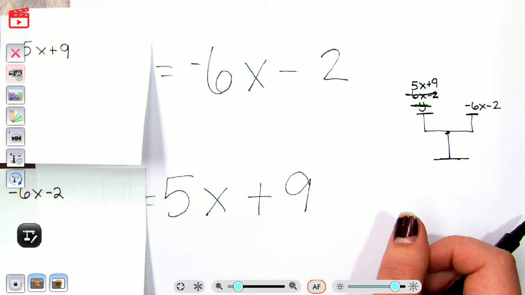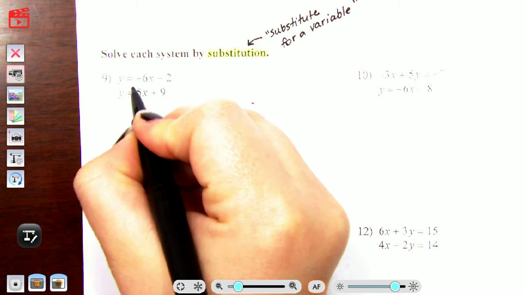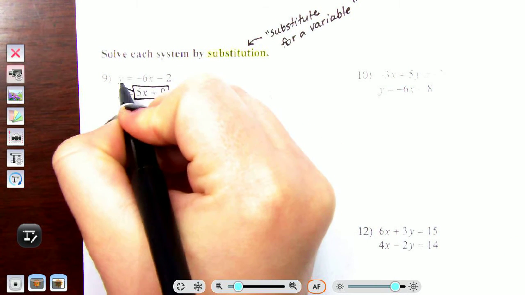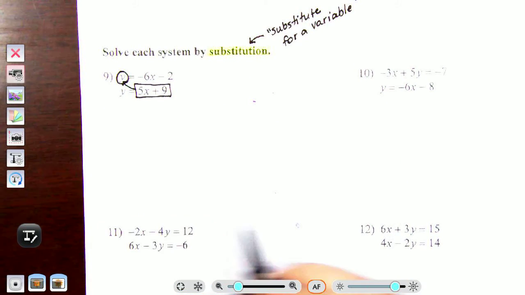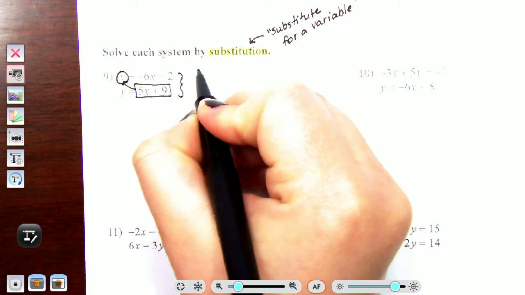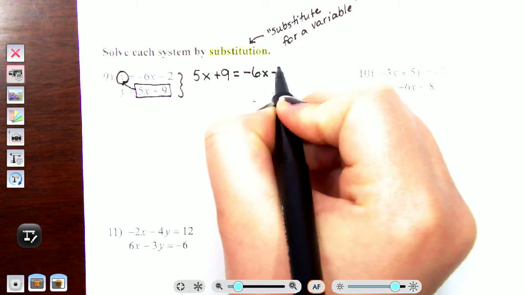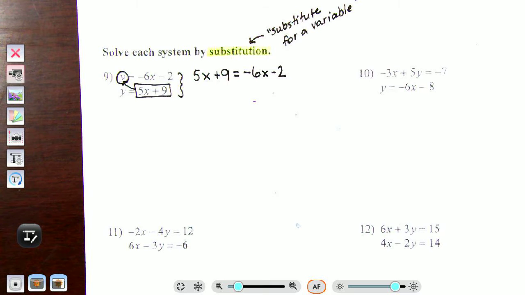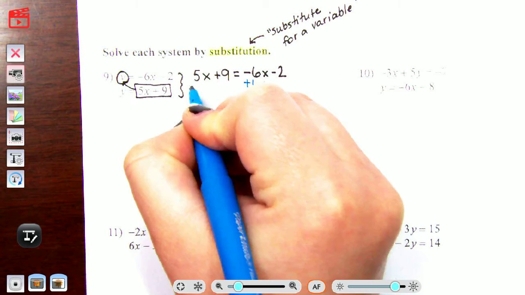All right, let's go back to our worksheet. Let me zoom in. So we are taking our 5x plus 9 and we are going to replace y with 5x plus 9. So I'm going to substitute it. So what I really have is 5x plus 9 equal to negative 6x minus 2. Once we are here, once we've substituted, we can combine like terms and solve. I'm going to add 6x to both sides.